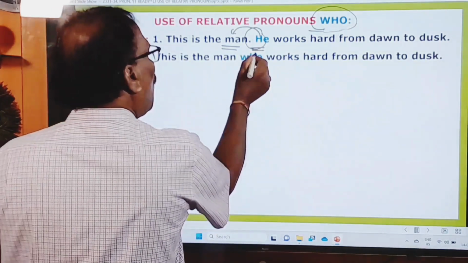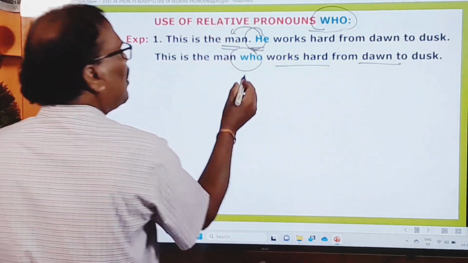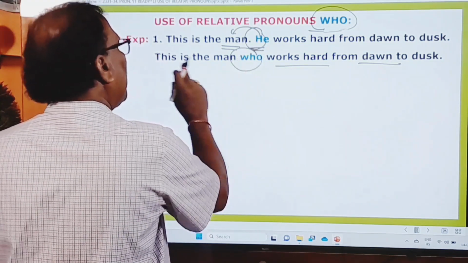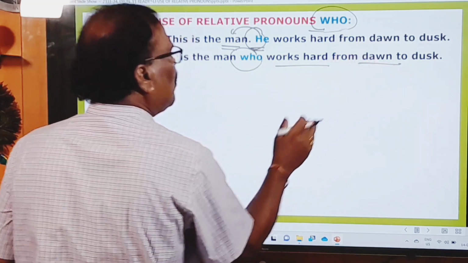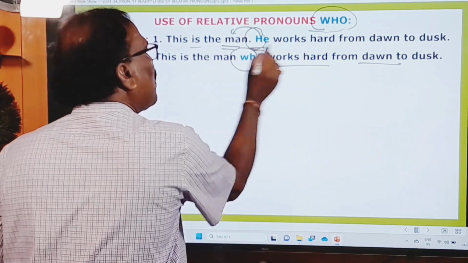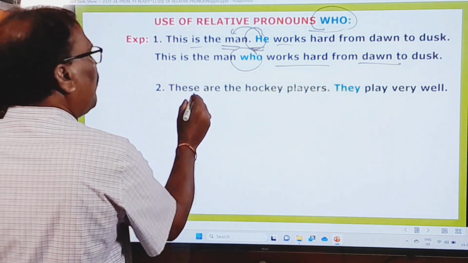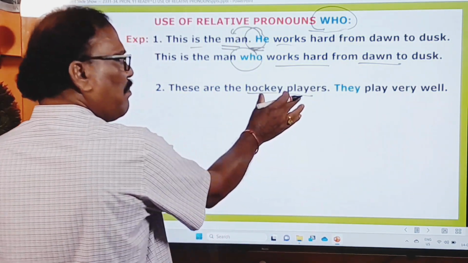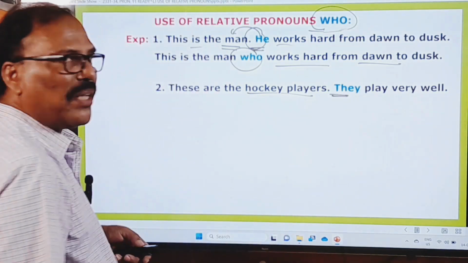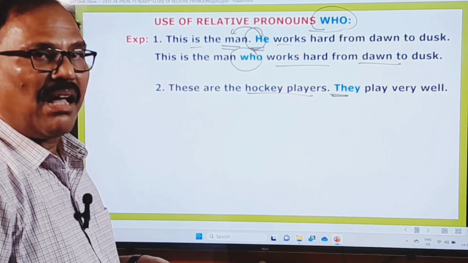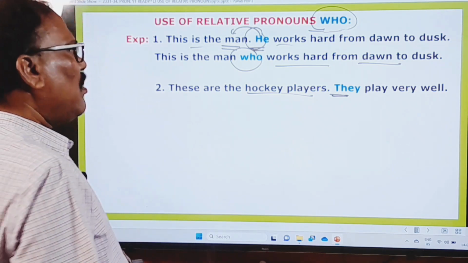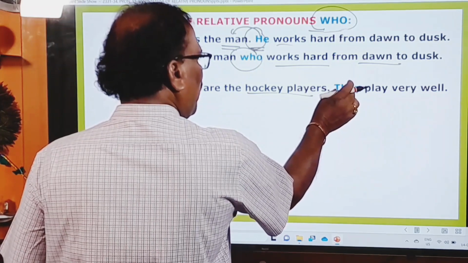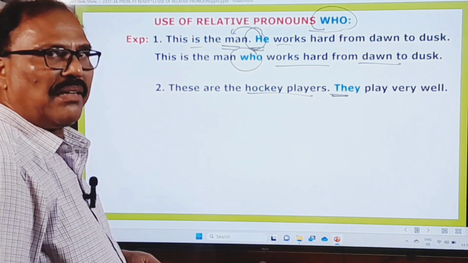How? Here you pay attention. This is the man who works hard from dawn to dusk. Instead of he, again you should not use he. You should not say who he works. Simply you have to say, this is the man who works hard from dawn to dusk. This is how you have to join these two separate sentences. Go to the next example. These are the hockey players. They play very well. So here we are talking about the hockey players, and in the next sentence we are referring to them by the pronoun they. They is in the subjective case, right? So whenever you have to join the two sentences, when there is a subjective case pronoun, you have to take the help of only who and nothing else, right?